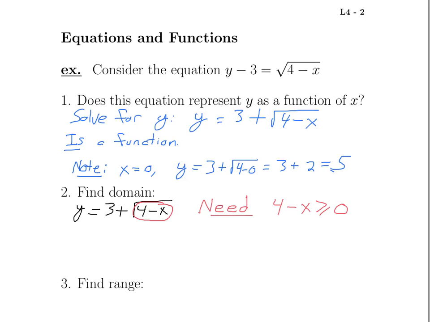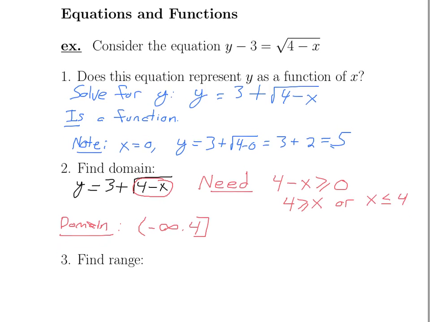So thus, 4 has to be greater than or equal to x. Or in other words, x has to be less than or equal to 4. It's saying the same thing. So your domain, in interval notation, the way you would say this is all the x less than or equal to 4. So it's going to be negative infinity to 4. And you do include the 4.